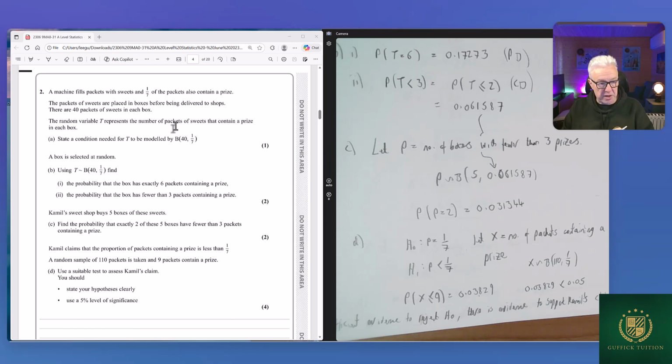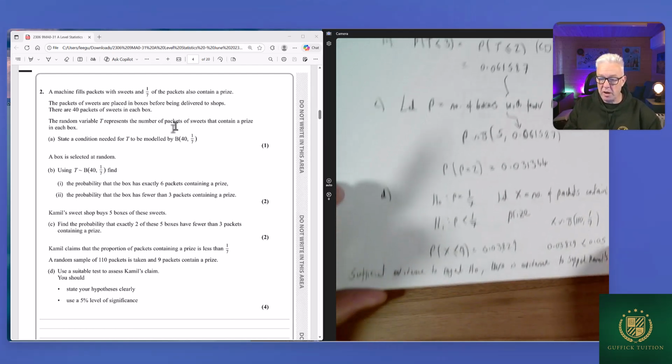Okay, finally for this question, the shopkeeper claims that the proportion of packets containing a prize is less than 1/7. A random sample of 110 packets is taken and 9 packets contain a prize. Use a suitable test to assess the claim. You should state your hypothesis clearly and use a 5% level of significance.